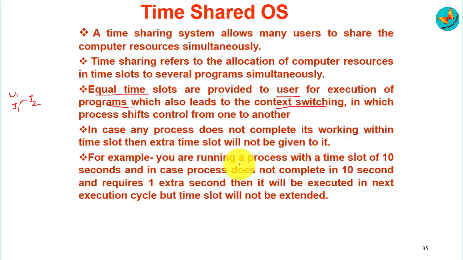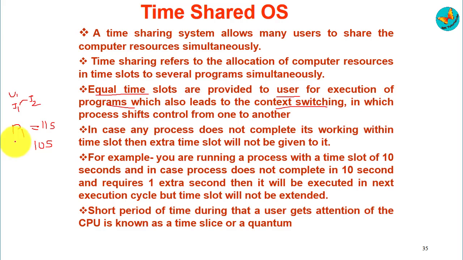For example, suppose you are giving a time slot of 10 seconds, and the first process is there, so maybe it requires 11 seconds to complete. It will be given only 10 seconds, and when the next execution cycle takes place, then 1 second will be given to this process P1 so that it will be executed completely. Now this time slot which is given to the processes is nothing but the time slice or the quantum.